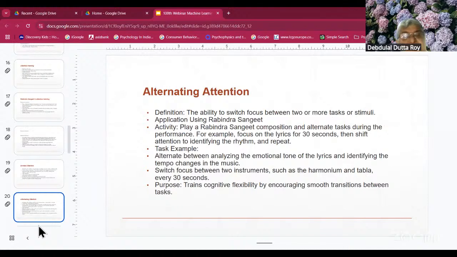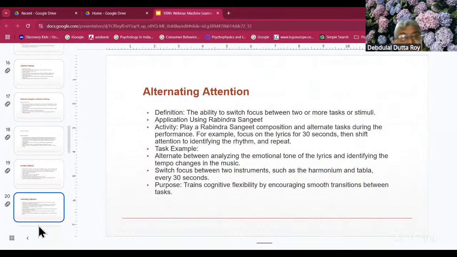Alternating attention means the ability to switch focus between two or more tasks or stimuli. Application: play a Rabindra Sangeet composition and alternate tasks during the performance. For example, focus on the lyrics for 30 seconds, then shift attention to identifying the rhythm, and repeat.